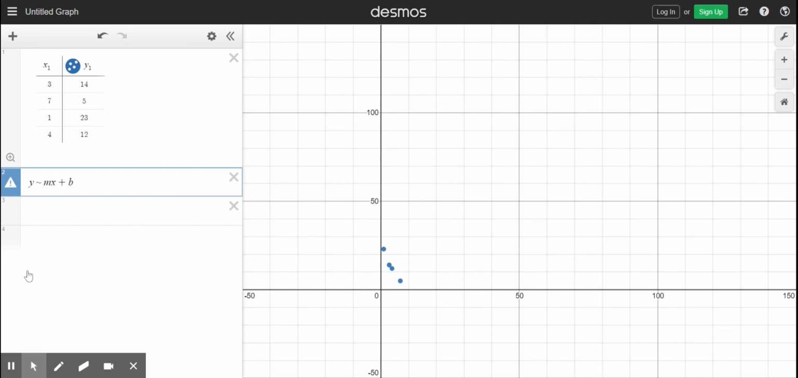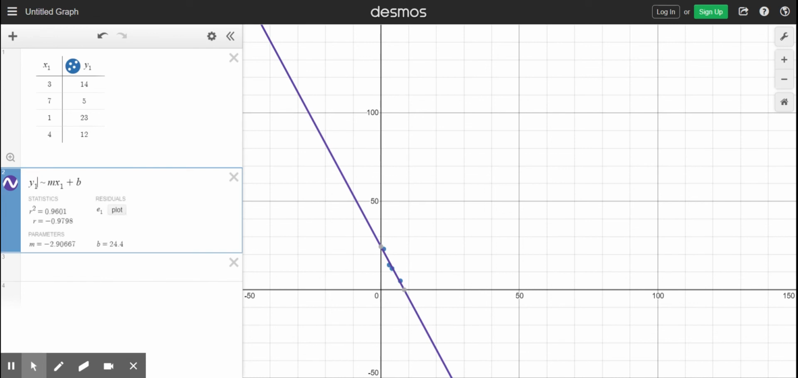Well, if you're sitting here and you're like, wait, why didn't all that information pop up? Why don't I see the M? Why don't I see the B? It's because we're not done. We have to label it the way it was labeled in the table. So it was X sub 1 and Y sub 1. As soon as you do that, you'll see your information.